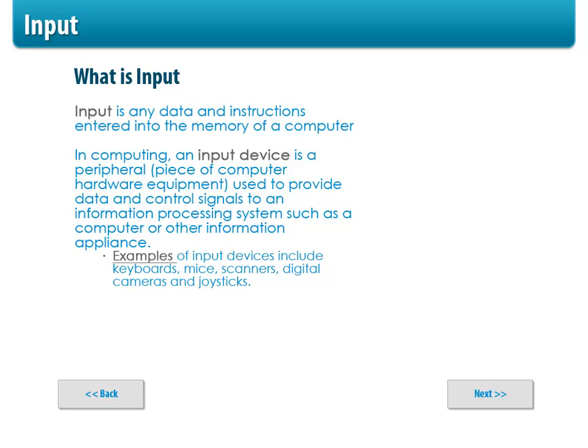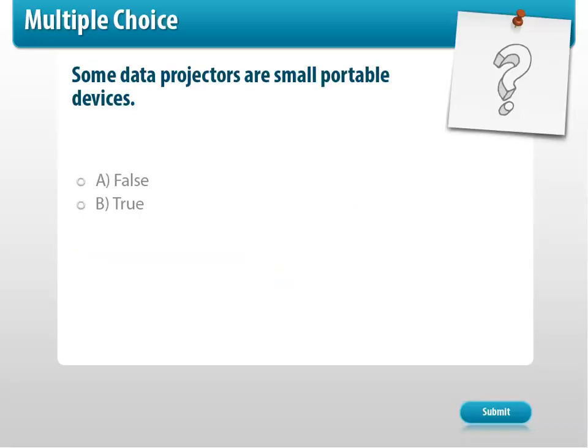But really, what an input device will start off with is any data that gives instructions and can enter into the memory of a computer. So devices could be like a keyboard, a digital camera, yes, even a refrigerator, and even your trash can.